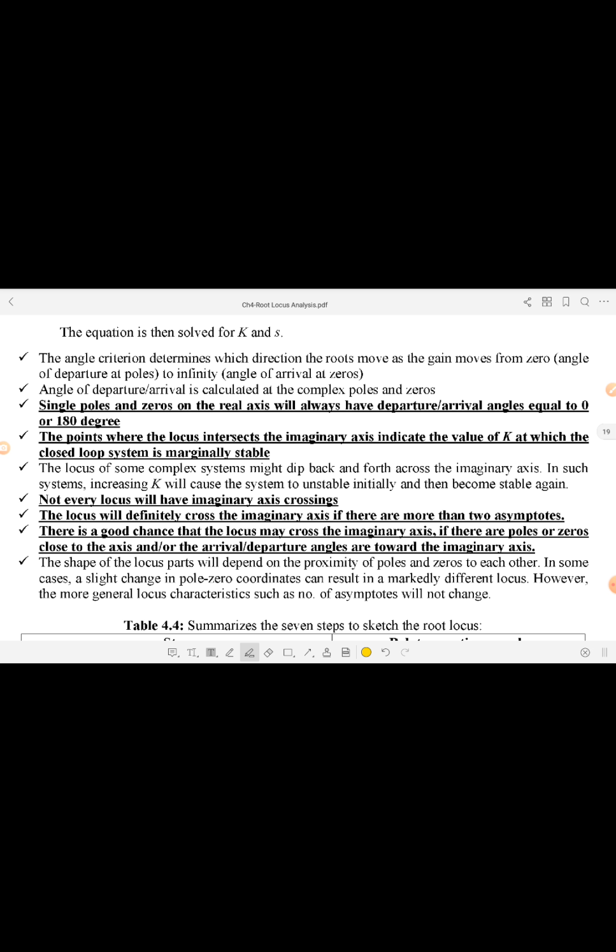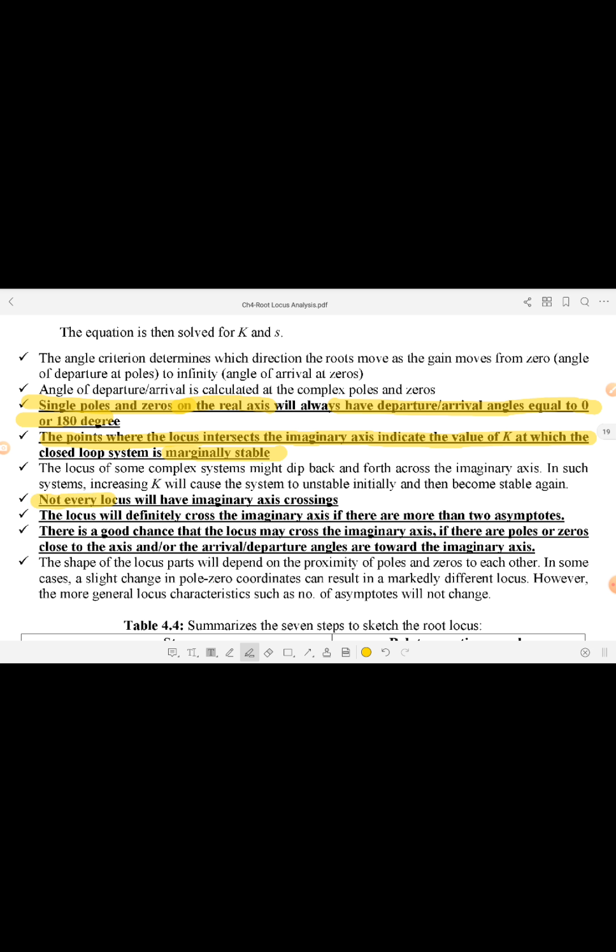And the next note, single poles or zeros on the real axis have an angle of departure and or arrival of 0 or 180 degrees. And the point where the root locus intersects the imaginary axis, the imaginary axis crossing, at this point exactly the system will be marginally stable.